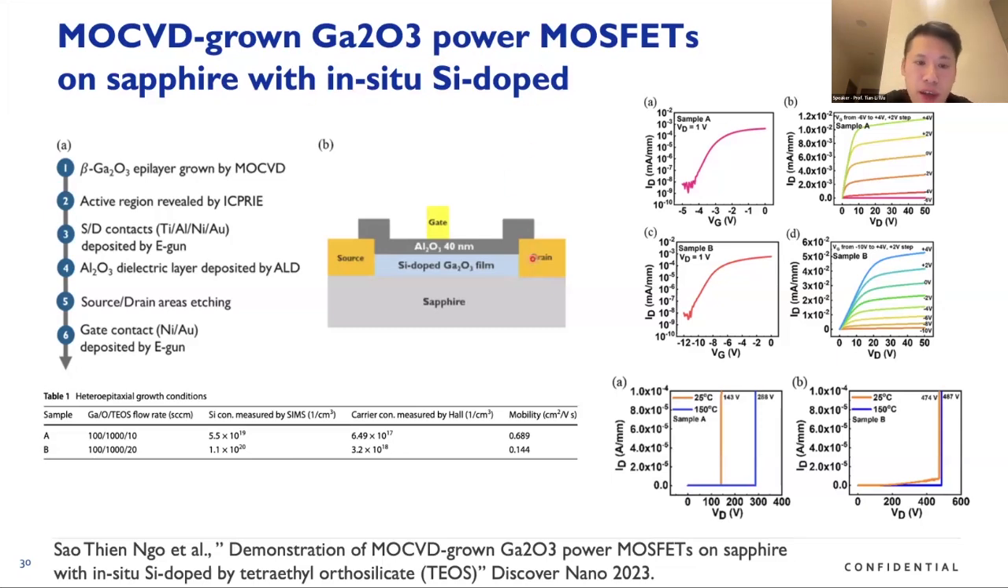In this literature, we reported the lateral gallium oxide power MOSFET growing on sapphire, and with different silicon doping, the device can exhibit quite decent IV characteristics, and also a good breakdown voltage of up to more than 450 volts.